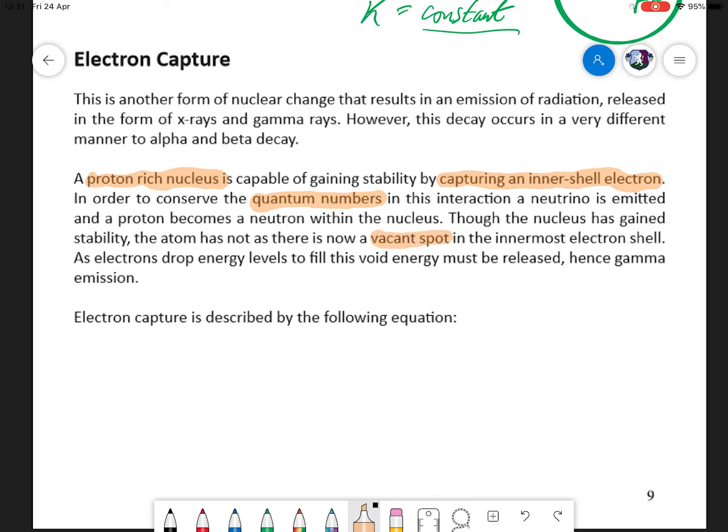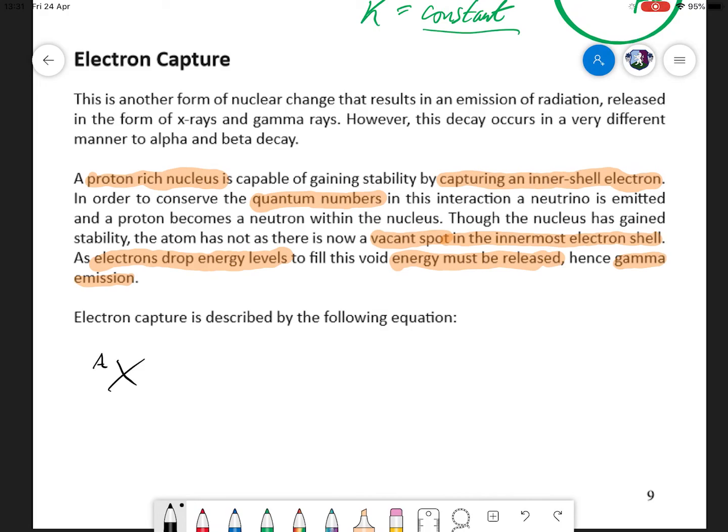Now, as we know with our quantum numbers, so B, Q, L, etc., this can't just happen on its own. There has to be a balancing factor. So that's why we have our neutrino. You would also get electrons dropping down to fill the gap for the electron that was taken, resulting in further energy being released as gamma rays.